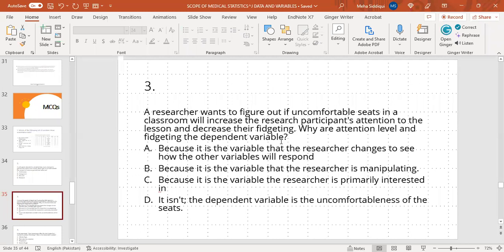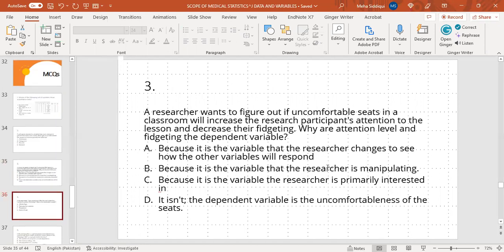C is the right option, because attention level and fidgeting are dependent variables, and these are the characteristics of dependent variables. The dependent variable is the variable in which the researcher is primarily interested.